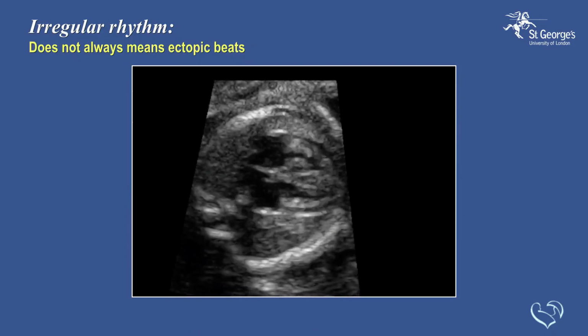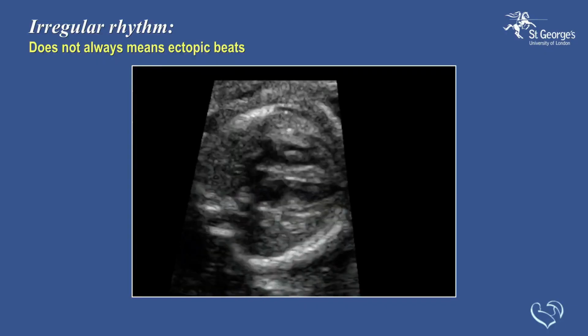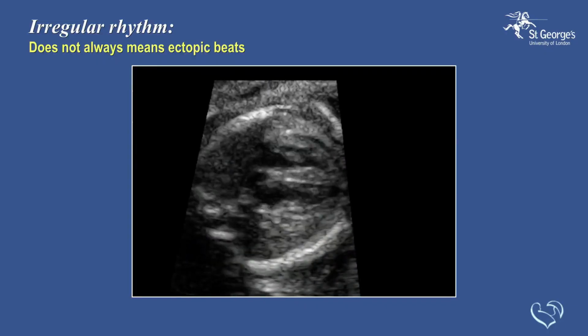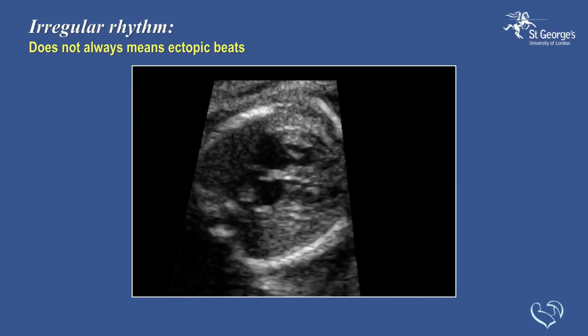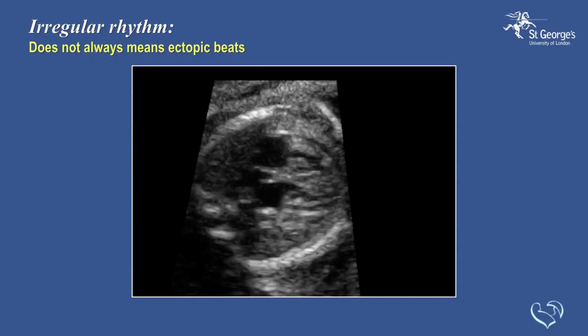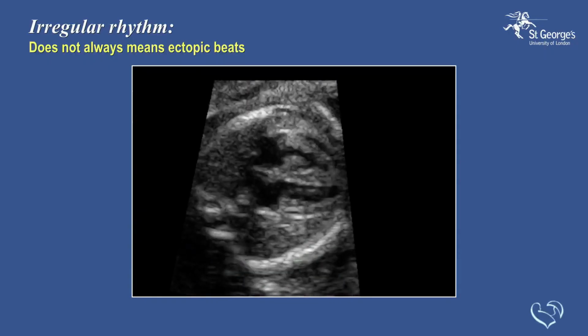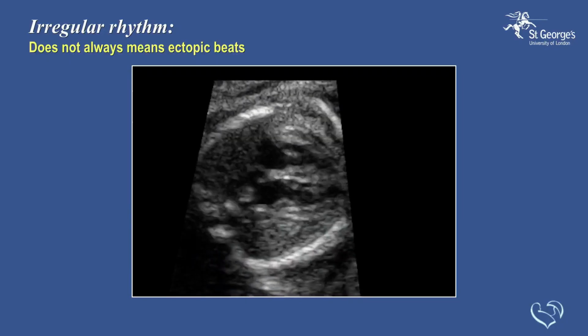So I said most of them are fine, but it does not always mean that if you have an irregular rhythm, that you have an ectopic as an underlying cause for the irregular rhythm. So this one is a different clip from the one I showed you before. Could this be just an ectopic? Could this be something more important?